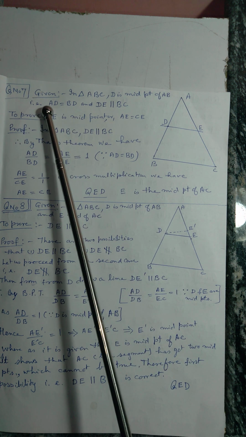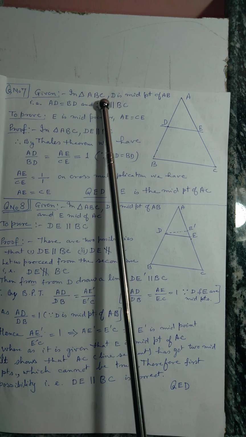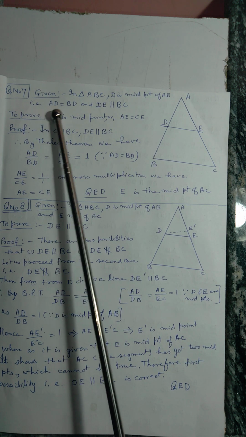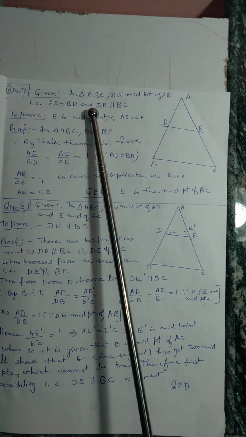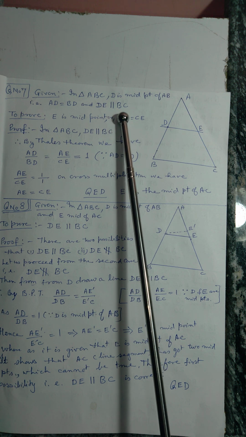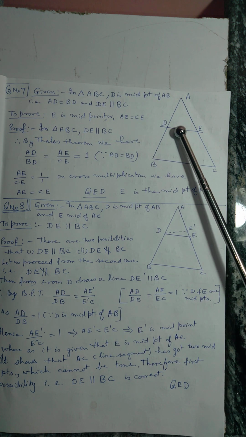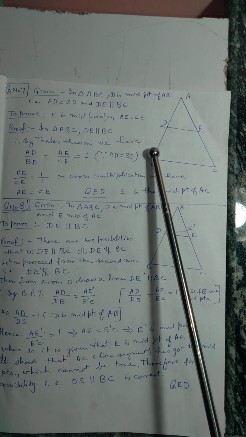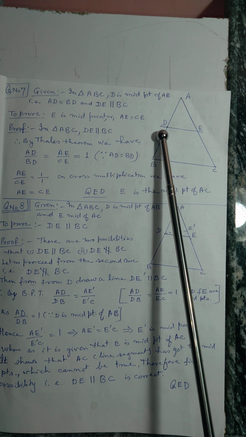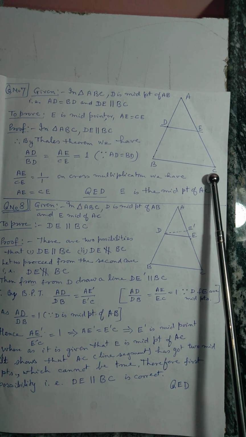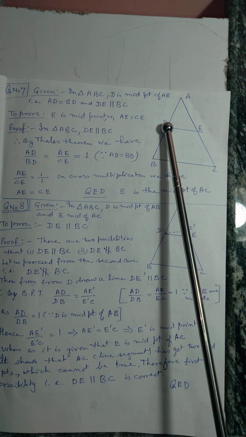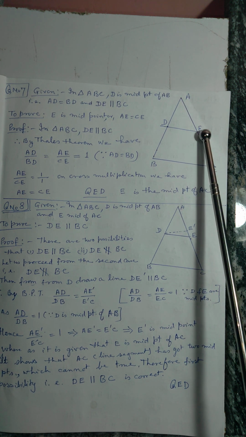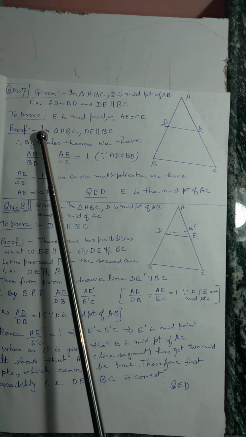Now you see here, given triangle ABC, D is the midpoint of AB, that is AD is equal to BD, and DE is parallel to BC. So here D is the midpoint, therefore AD will be equal to DB, and DE is parallel to BC. We have to prove that DE will intersect AC at its midpoint. Now let us proceed.